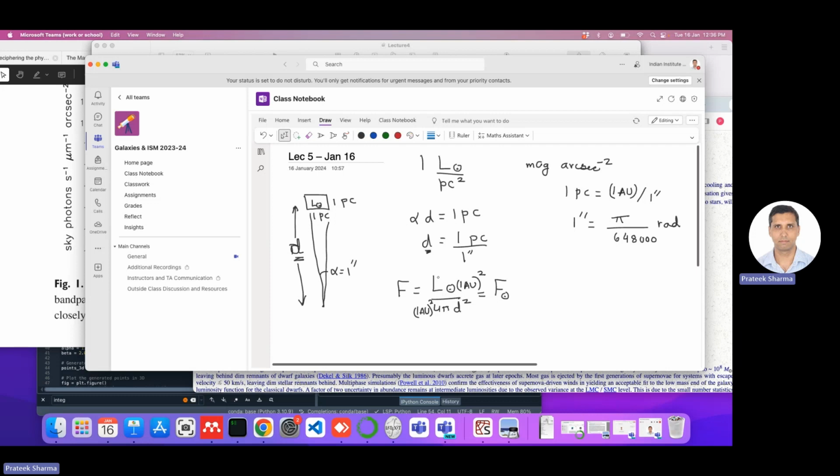Right. So this part is the solar flux, and so we have 1 AU by d squared. This is the flux due to this object. So 1 parsec is equal to 1 AU by 1 arcsecond, so 1 parsec itself is 1 AU by 1 arcsecond squared. So you have 1 arcsecond, the whole square, right?